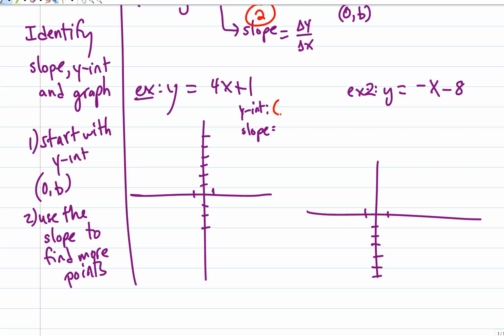What's the x value? What's the y value? And that's going to help you because people are less likely to put that on the x-axis because it's not the x-intercept, right? They'll go 1 and just stick it on the x-axis. No, no, no. (0, 1). Where is (0, 1)? 0 and up. There you go. Second, use that slope. What does that mean? Well, what is the slope?